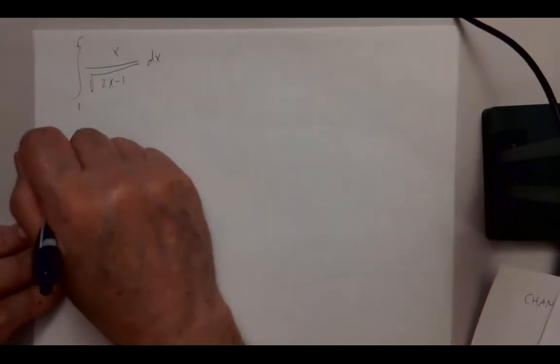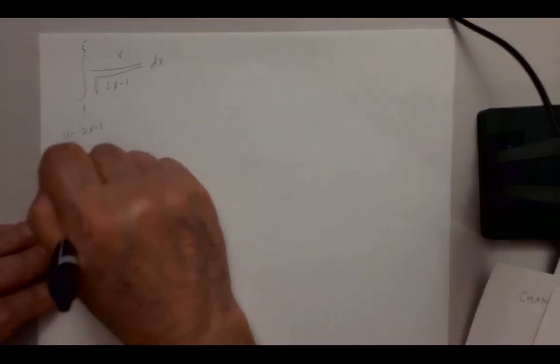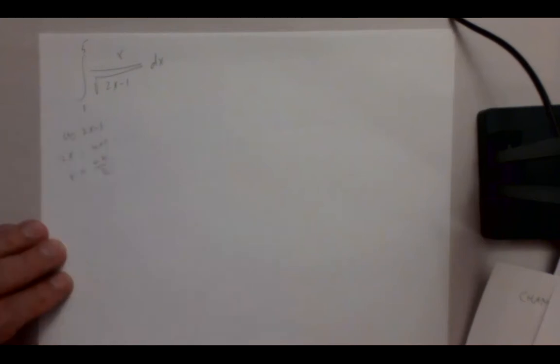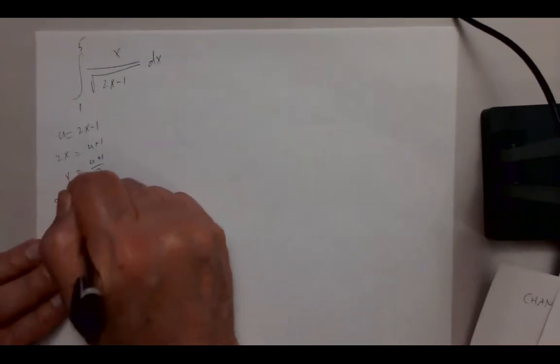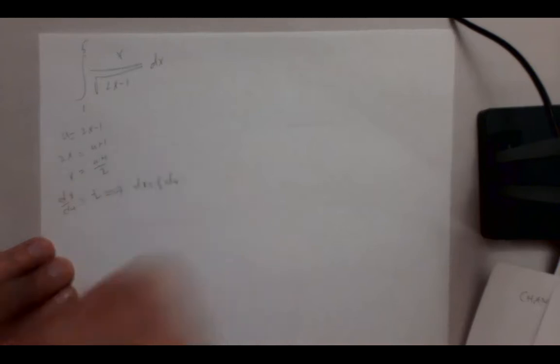Again, I'd like to simplify that a little bit. Suppose I let u be 2x minus 1. So 2x is u plus 1, x is u plus 1 over 2. dx du is a half, so dx is a half du.